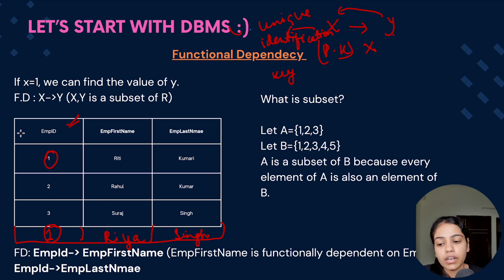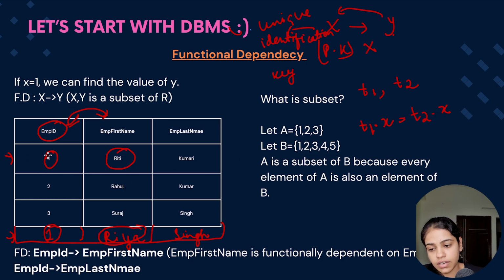Now if we want to see whether employee ID determines employee first name is true or not for this particular table, what we need to do is: if there are 2 tuples, or you can say 2 records, and the value of X is similar for both of the records, then the value of Y should always be similar, so that these are functionally dependent. So if there are 2 tuples T1 and T2, and if T1.x is equal to T2.x, then T1.y should always be equal to T2.y for the functional dependency to exist.